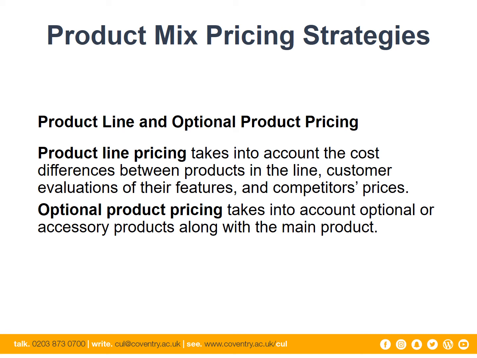And then you have the optional product pricing, which takes into account optional or accessory products along with the main product. So now you've got accessory and additional products fitting along to the main product. So you're now taking this into consideration in the overall pricing strategy of your main product.